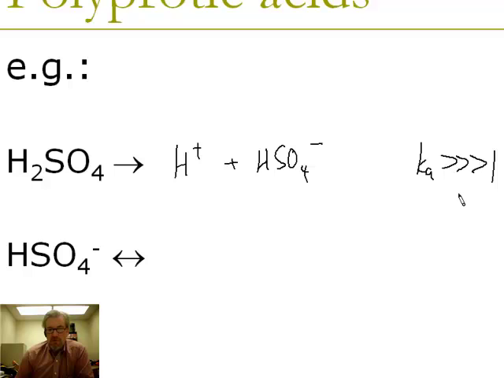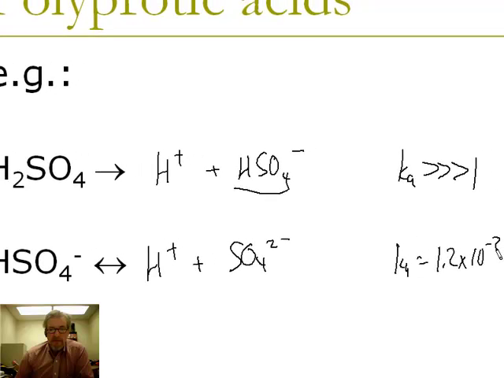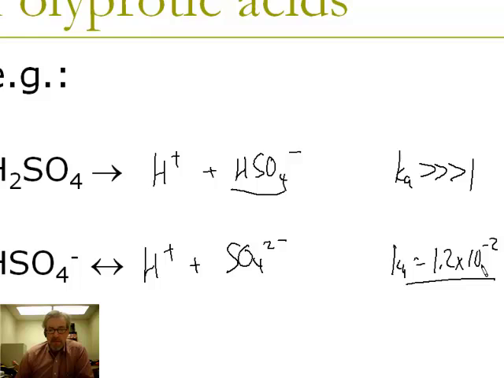HSO4 1-, the product of this first dissociation, is itself an acidic anion. So it's going to dissociate and give you more H+, and then the sulfate ion, SO4 2-. Ka for this step is 1.2 times 10 to the minus 2, which is still a fairly large number as far as Kas go. However, most of the H+ is going to be released by the first ionization.